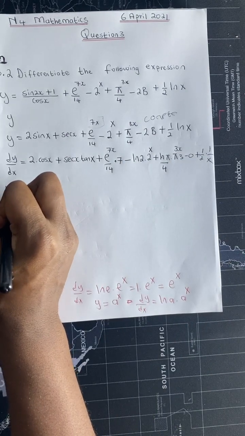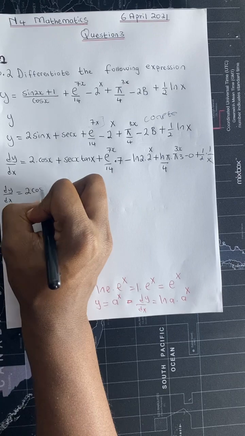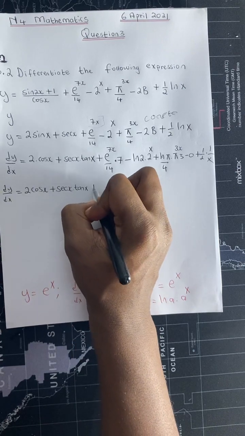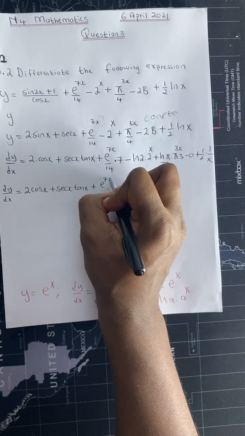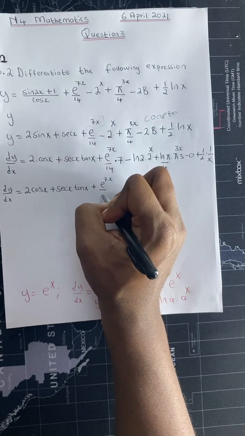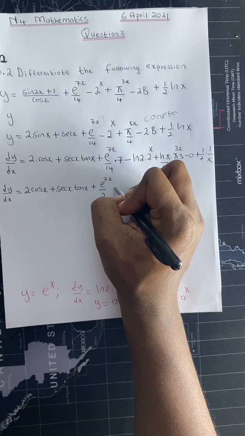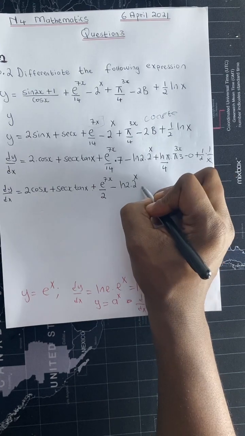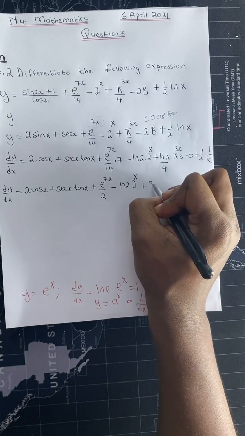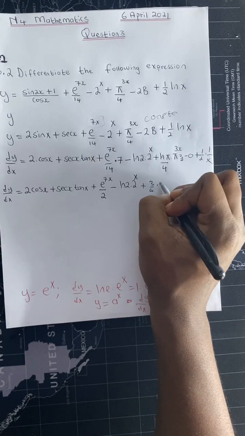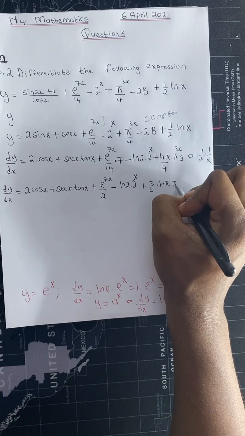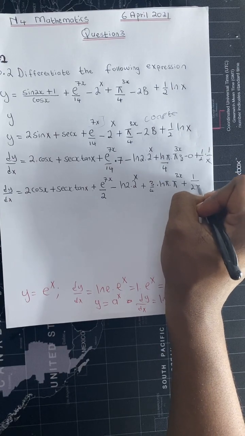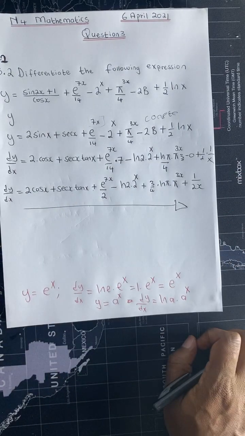So our dy over dx is equal to 2 cos x plus sec x tan x plus e to the power 7x. 7 divided by 14 is equal to 1 over 2, minus ln of 2 multiplied by 2 to the power x, plus 3 over 4, the 3 ln pi multiplied by pi to the power 3x, plus 1 over 2x. So this is our answer for question 3.2.